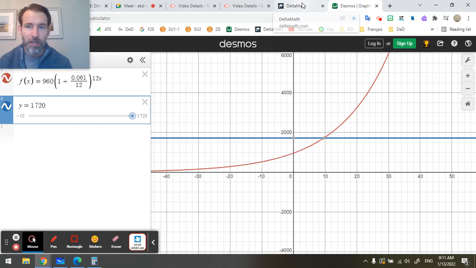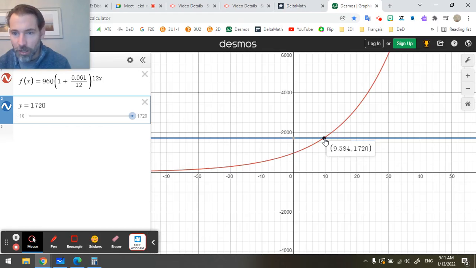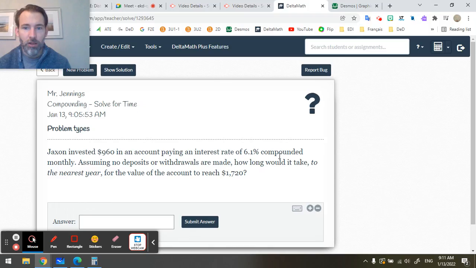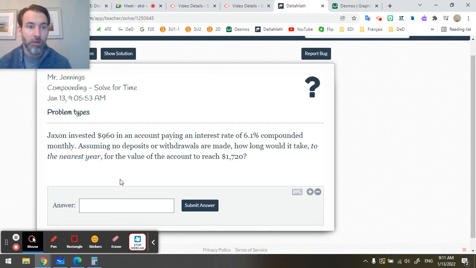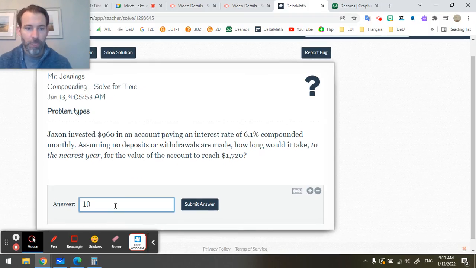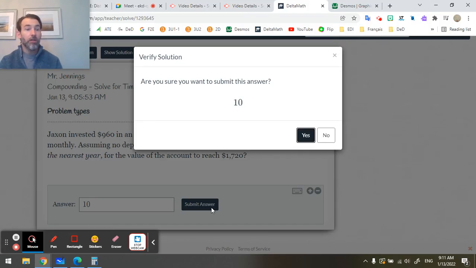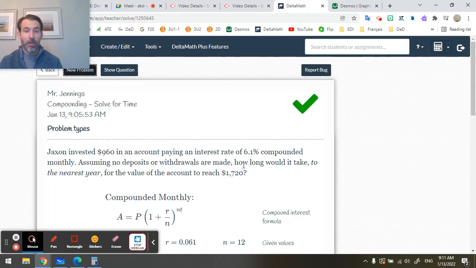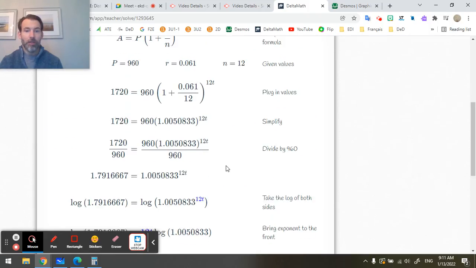All right, so let's input that number. What is that number again? 9.584. Let's see. Delta Math said, how long would it take to the nearest year? 9.584, so 10 years. Submit answer. We could have gotten it by guess and check because they wanted to the nearest year. That wouldn't be that hard to guess and check. Yay! So let's see what they do.